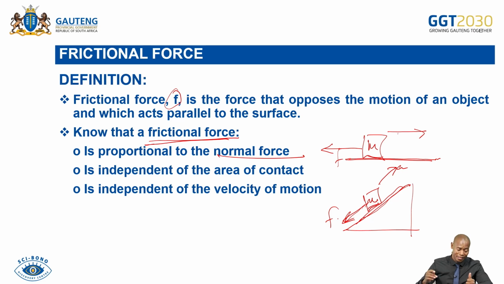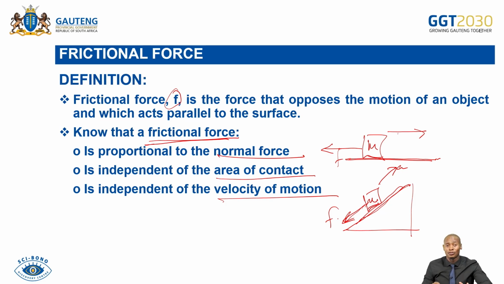Then the frictional force is independent of the area of contact, and also independent of the velocity of motion. Whether the velocity is increasing or decreasing, the frictional force does not depend on that, but it depends on the normal force. So if the normal force increases, even the frictional force will increase, for example. All right.